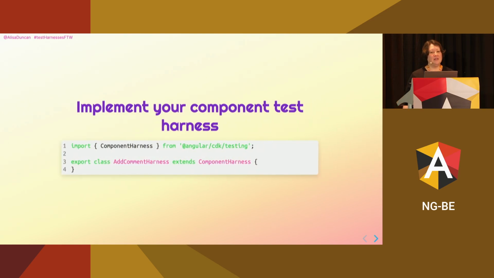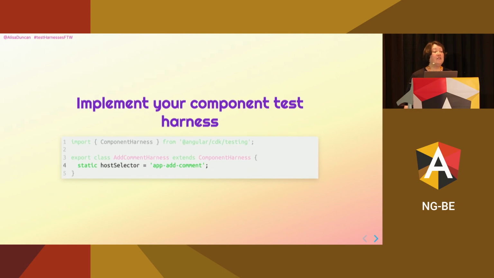Next, we'll implement this test harness. So we're going to create a class, AddCommentHarness, and then extend off the base class ComponentHarness. And then we need to define the host selector. This host selector should match the component for which you're writing this test harness. This is so that the harness loader can find this test harness. And so we're going to make sure that it's labeled the same, which is app-add-comment.